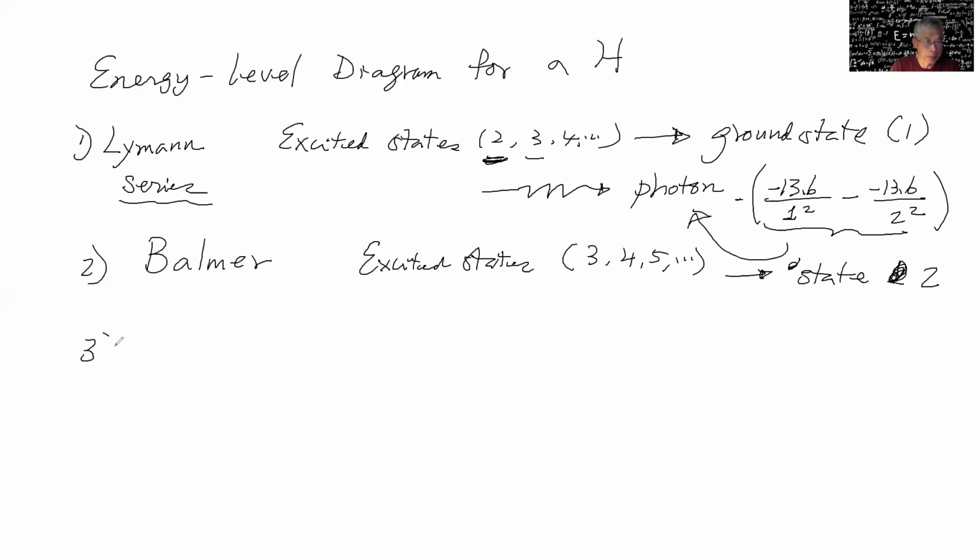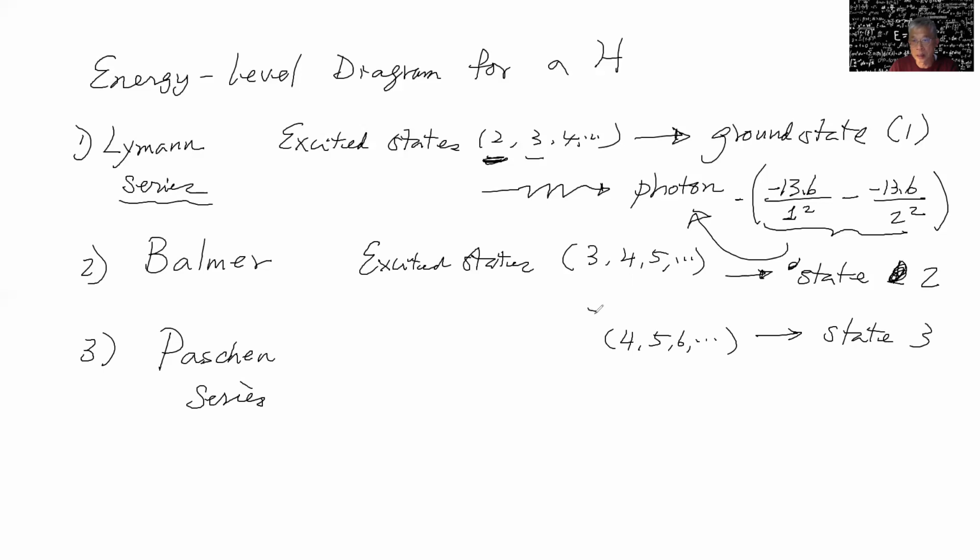And number 3 is called Paschen, P-A-S-C-H-E-N, the Paschen series. This will be from 4, excited states 5, 6, and then back down to state 3. And so you will release photons of the energy differences between the states. Okay, we're going to stop there.